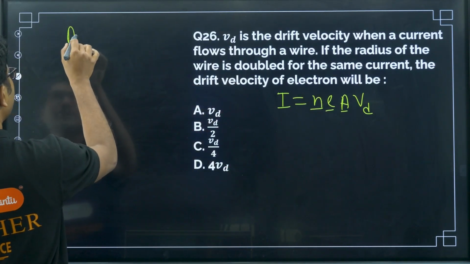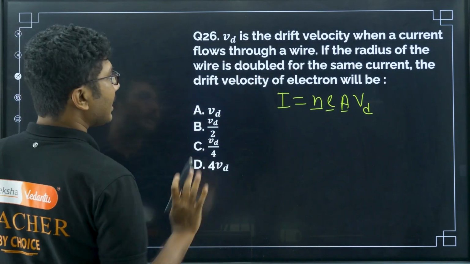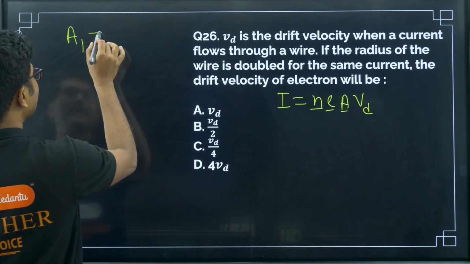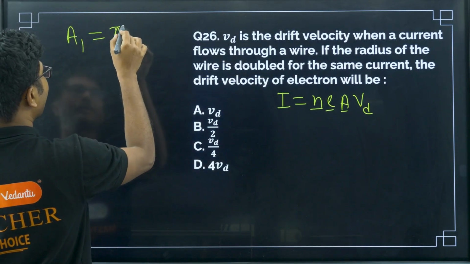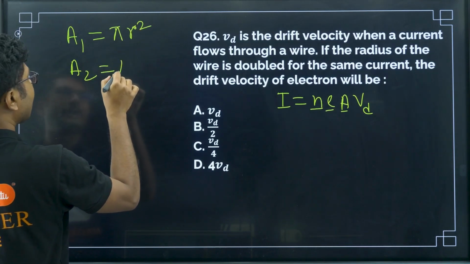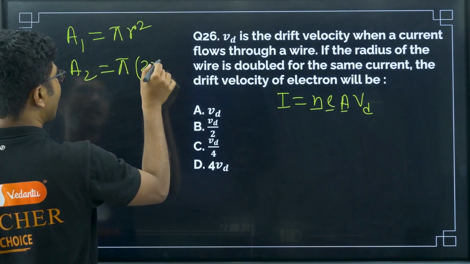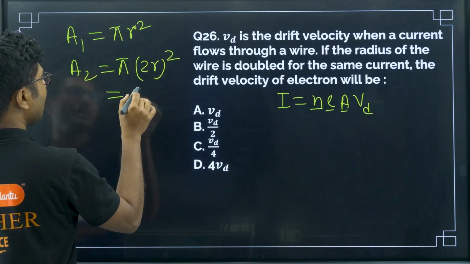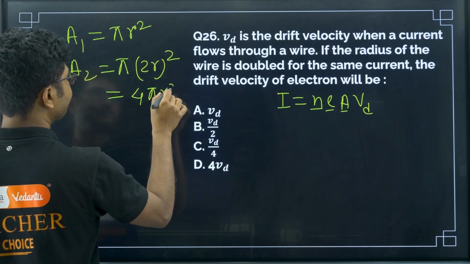So initially suppose the area was A1 and the radius of the wire is initially say R, so it will be pi R square. Now finally we have doubled the radius, so doubling the radius means 2R whole square, that means 4 pi R square.